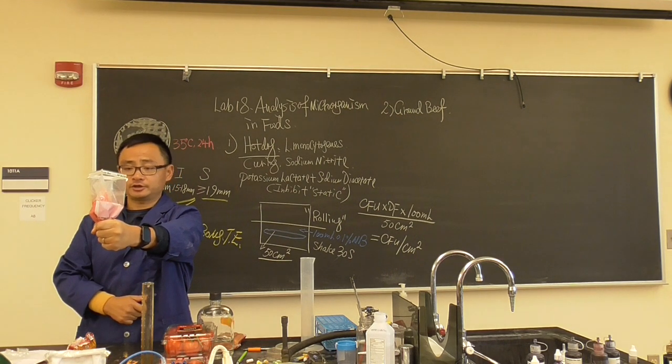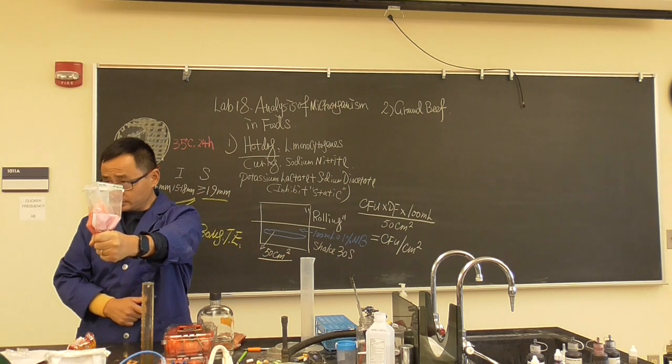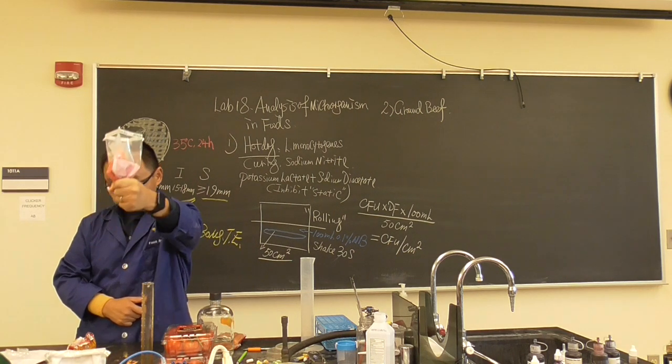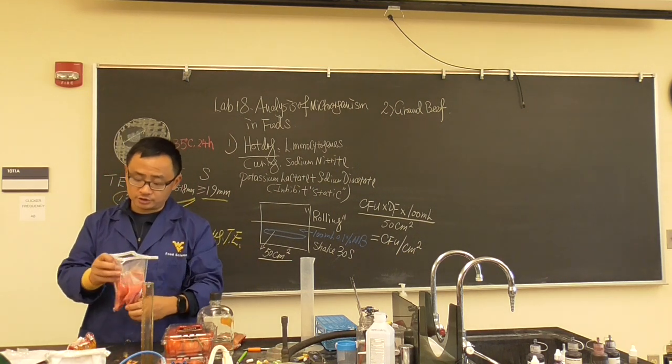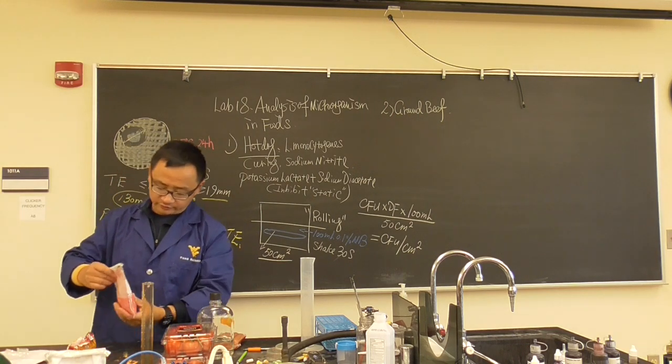And very good, because of the red color, there's myoglobin, and also there's a little bit of blood there still. And this is good nutrients for bacteria to grow. So this is the second one, which is the ground beef.